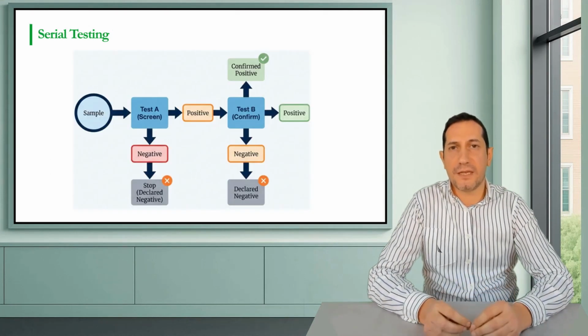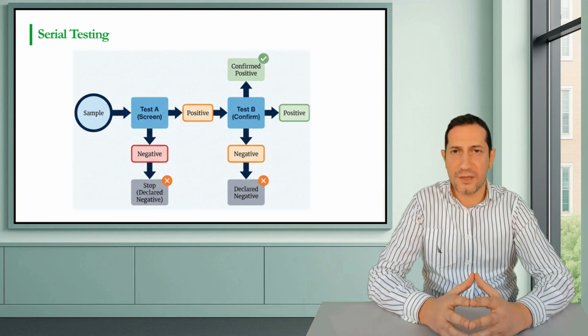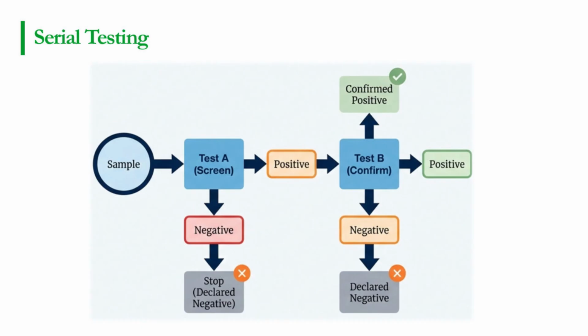The second method is serial testing, which acts as a filter. This is the standard workflow in most veterinary clinics. You run a cheap screening test first. If it is negative, you stop.